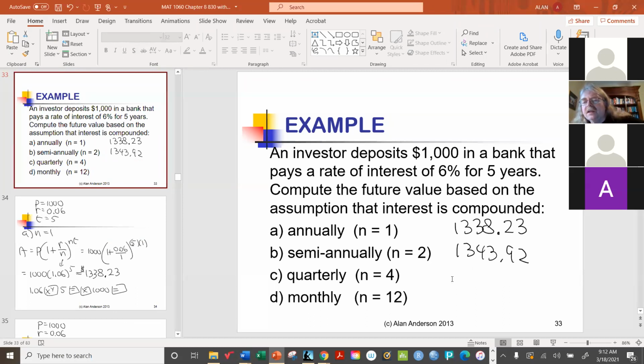So now with quarterly, the next one will be even larger. The question is how much larger. So why don't you go ahead and take a shot at that one.